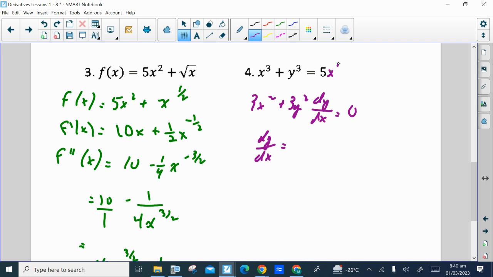Because remember, this is 5x to the power 0. That's what that really means. So you'll subtract the 3x squared from both sides. It'll become a negative over on the right, and then you would divide by the 3y squared, which is what's in front of dy by dx. So that'll give us negative x squared over y squared as our first derivative, simplified.